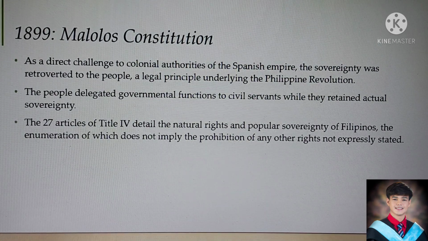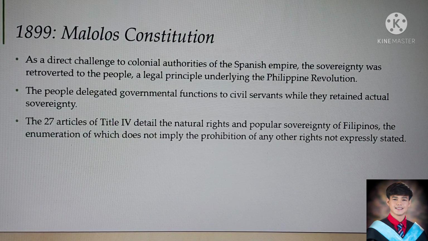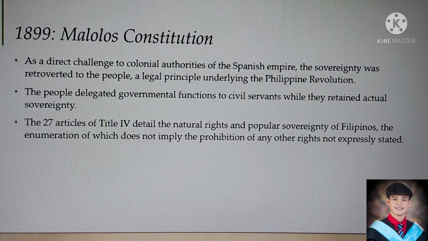The 27 articles of Title 4 detail the natural rights and popular sovereignty of the Filipinos, and the enumeration of which does not imply the prohibition of any other rights not expressly stated. So, ang ibig sabihin, dun sa Title 4, yung 27 articles na yun, hindi lang yun ang karapatan ng mga Pilipino o mamamayan ng bansa natin, at yung mga nakasulat doon hindi ibig sabihin na kung ano yung nakasulat doon yun lang yung karapatan nila. Meron din silang mga rights na hindi expressly stated, hindi tuwirang sinabi doon, pero may karapatan pa rin sila.